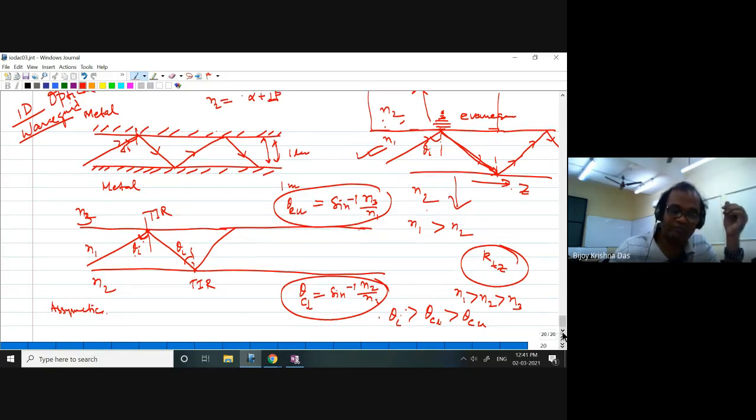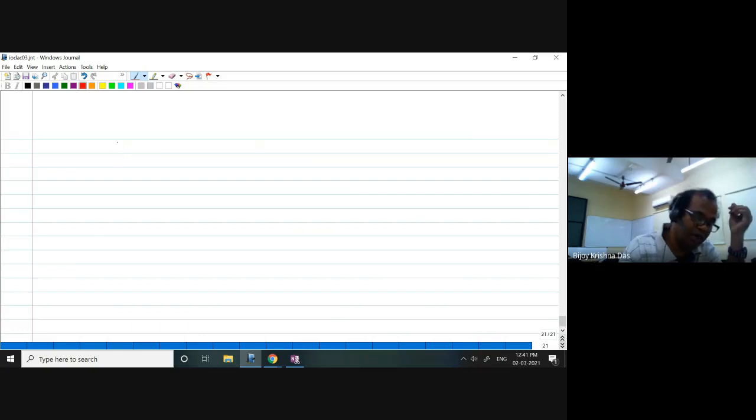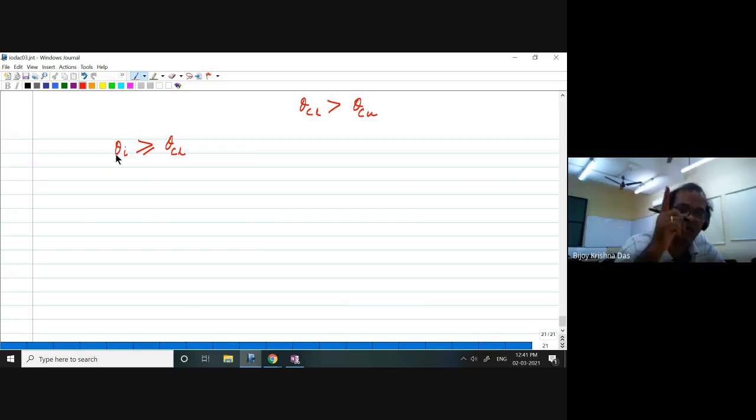Now my quick question: suppose I have a theta I which is greater than or equal to theta CL. Again, I write down theta CL is greater than theta CU. Somehow I have sent a light ray with angle theta I greater than or equal to theta CL, and less than or equal to pi by 2.